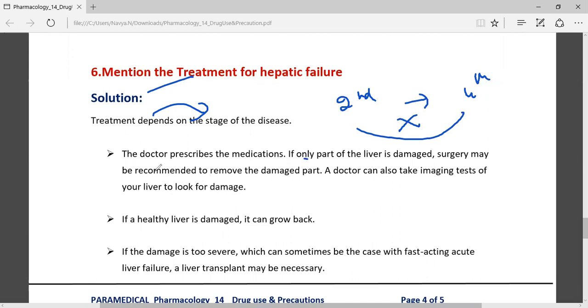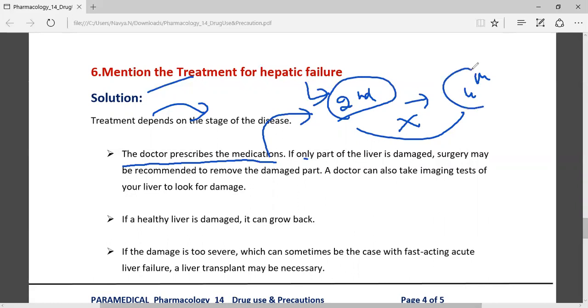So what does the doctor do? The doctor prescribes medication according to whether the patient is in the second week or the fourth week of hepatic failure. The patient has to take only those doses, otherwise it may cause overdosage. That is why the doctor prescribes the medication in the treatment.